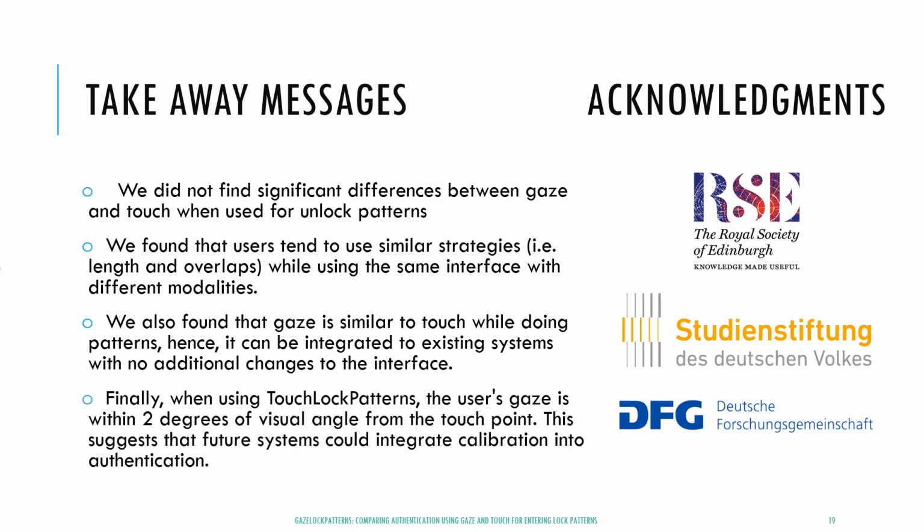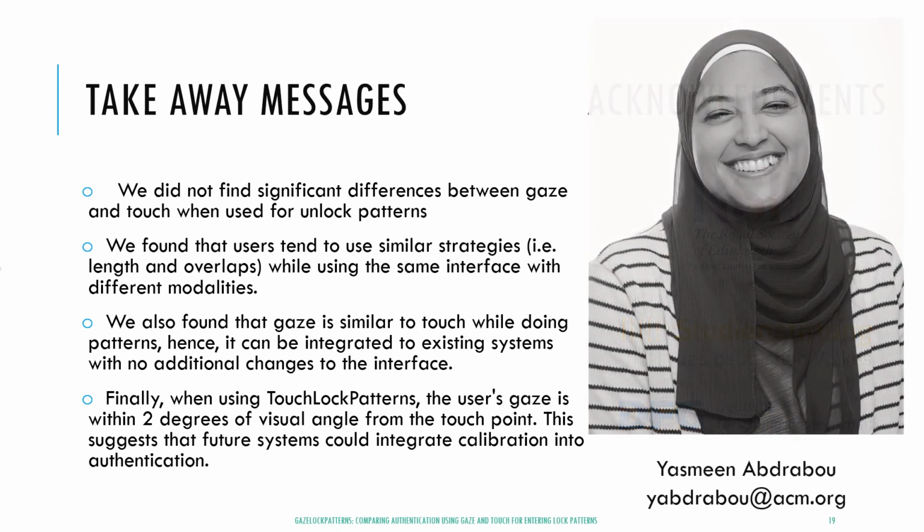Finally, when using touch lock patterns, the user's gaze is within 2 degrees of visual angle from the touch point. This suggests that future systems could integrate calibration into authentication.